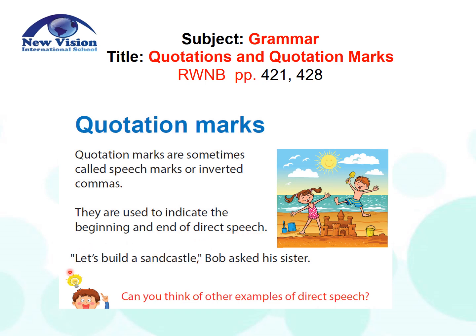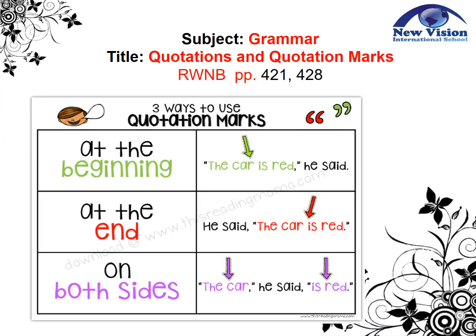Let's take this example. "Let's build a sandcastle," Bob asked his sister. Here are the ways to use quotation marks. At the beginning: "The car is red," he said. At the end: He said, "The car is red." On both sides: "The car," he said, "is red."